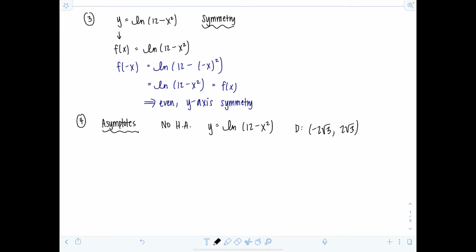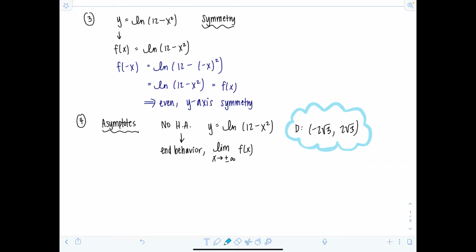Remember, horizontal asymptotes have to do with end behavior, right? What the graph does in the long term, and you find them by taking the limit as x goes to plus or minus infinity. I can't do that in this case because my domain is restricted. I'm only allowed to live within negative 2 rad 3 and positive 2 rad 3. I can't even think about taking a limit to infinity or negative infinity. It's out of bounds. It goes out of the domain, so it's not happening.